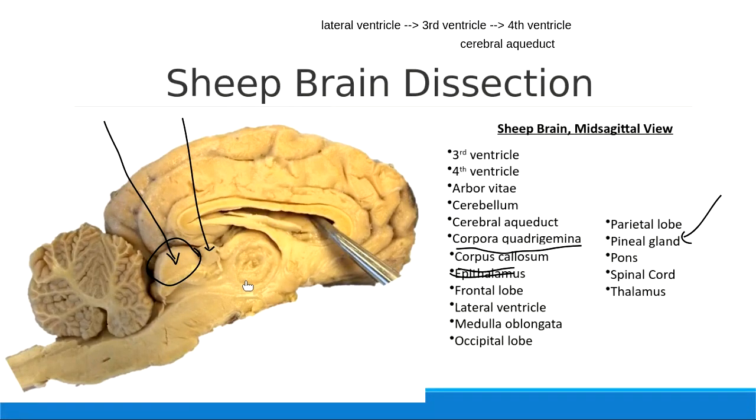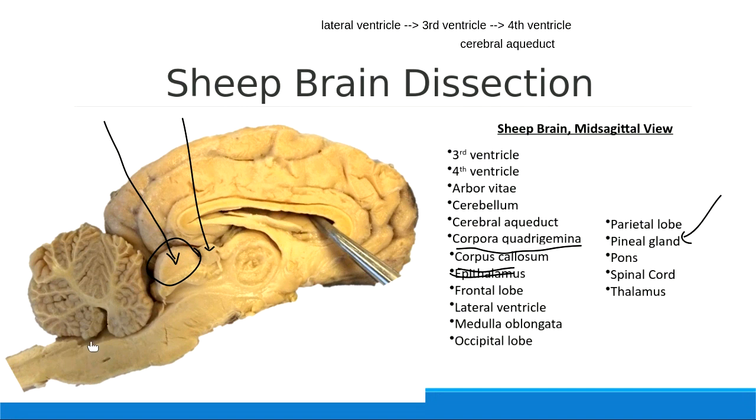The fourth ventricle is found right in front of something. Any ideas what the fourth ventricle is right in front of in the brain? Yeah, Leslie's mentioning the cerebellum. Yes. So down here, I've got my cerebellum. The cerebellum, by the way, is beautiful. Whenever I do the sheep brain dissection with students, this is my favorite part of the brain to look at. Just look at how pretty that is. We've got these little white lines inside of here. These are called the arbor vitae, the tree of life. That's the white matter of the cerebellum. And then I have the gray matter on the outside of the cerebellum.